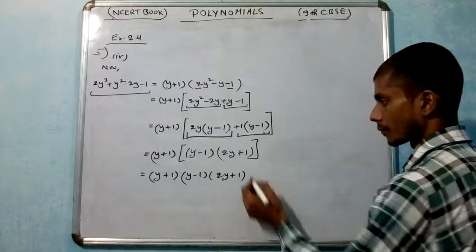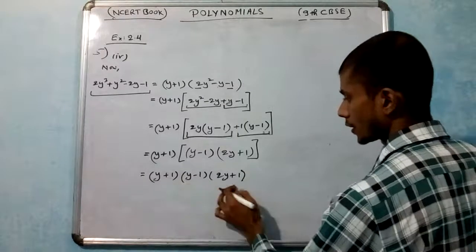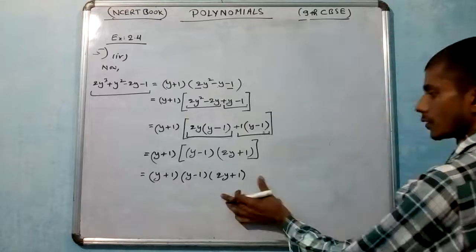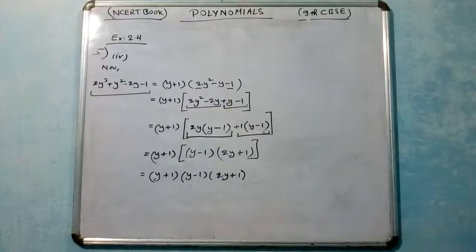So I got the product of the three linear factors. Work done. This is the way to factorize a cubic polynomial. Copy it, yes, properly.